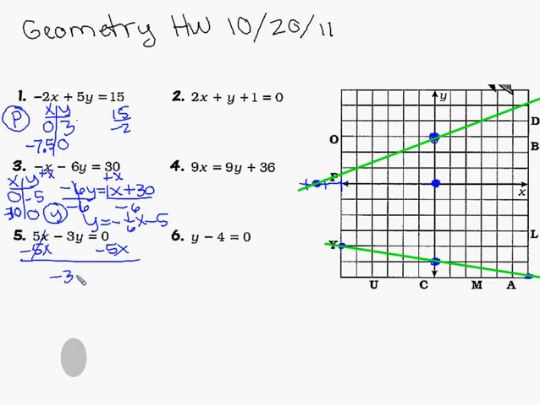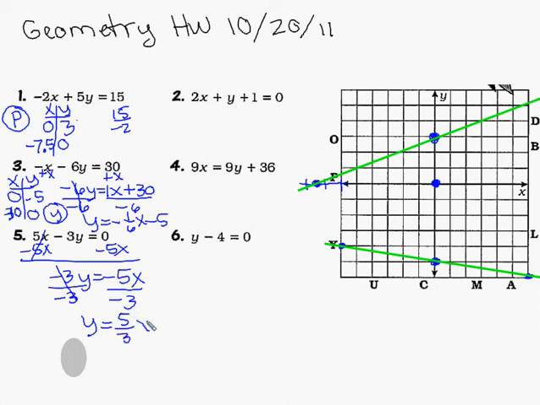Bring down negative 3y equals negative 5x. Then I'm going to divide by negative 3 on both sides because I'm trying to isolate the y. So I've got y equals, now negative 5 over negative 3. The 5/3 doesn't cancel, but the negative over negative does.